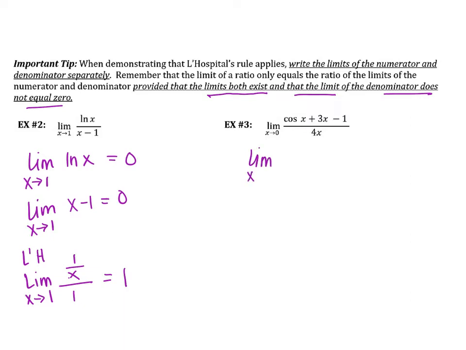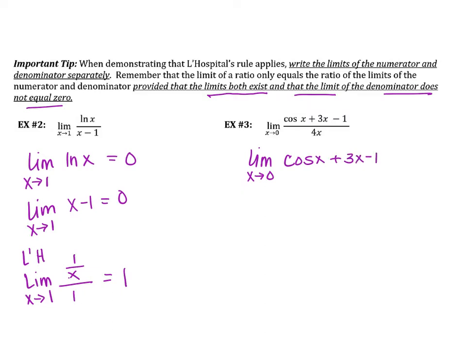Okay, for example 3, and again looking at this, just doing some mental math, it looks like we are going to get 0 over 0. But it's always a good thing here to go ahead and write it out. So we're going to look at the limit as x approaches 0 of cosine of x plus 3x minus 1.